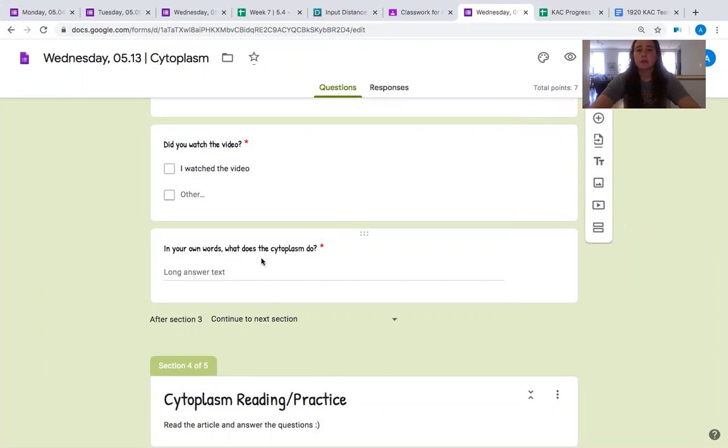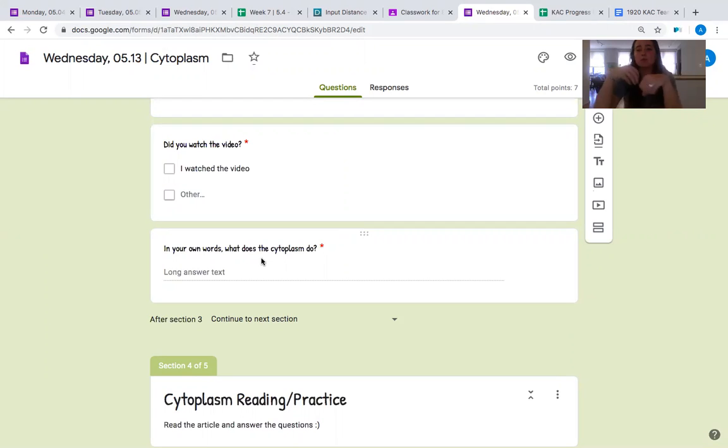There's a couple different things you could have said here, but the main idea that you should have had down is that it fills the cell. So if this is our cell here, the whole inside of it, that jelly liquid, would be the cytoplasm. In the video, they talk about a water balloon. If you had a water balloon, it's just kind of floppy there. And as you fill it with water, it's filling up. And so that water inside is like the cytoplasm, filling the space.